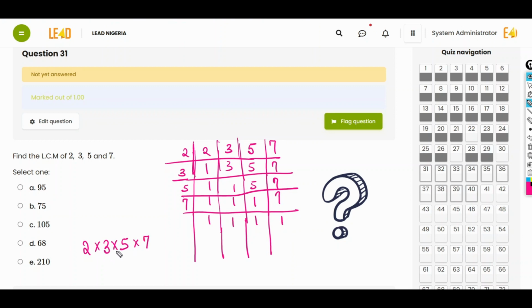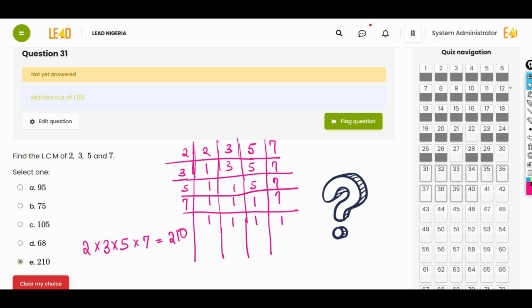That's 6 times 5 is 30. 30 times 7 is 210. So the LCM is 210. Let me just write that. 210. All right, 210, that's option E.